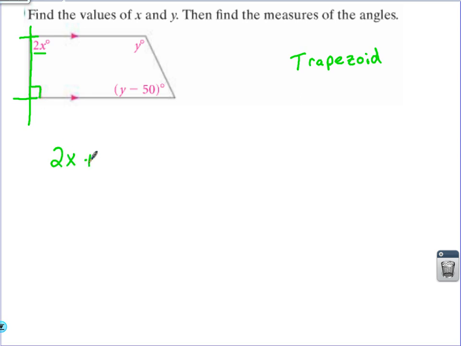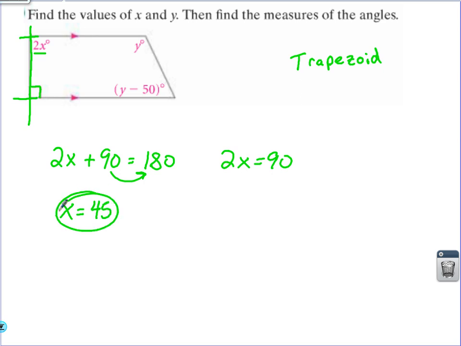2x plus 90 has to equal 180 degrees. You didn't have to do it like that, did you? Because if you know that these two are supplementary, this is 90. Do you not also know that that's 90? So you could have just said 2x is 90 if you wanted to. But is that the same thing? Move that 90 over. You get the same thing. So if 2x is 90, x must be 45. Good. The second, Vanessa.